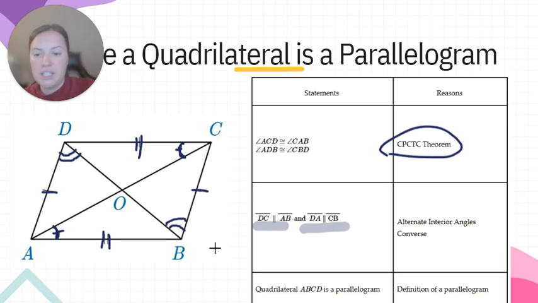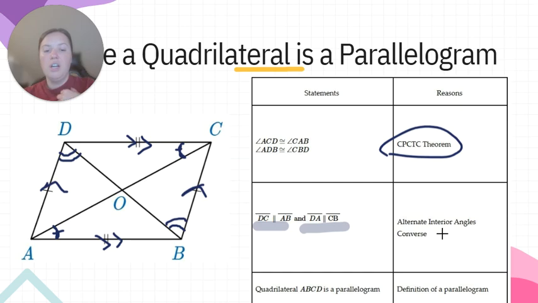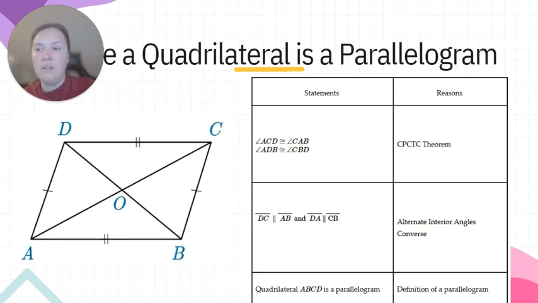Now, because we have two sets of parallel lines, and realistically I shouldn't have done tick marks, I should have done arrows. We've got these parallel lines based off of the alternate interior converse theorem, and because we have parallel lines, we have a parallelogram by definition. Alrighty, those were some big proofs. Make sure to ask questions if you are struggling with them or don't understand a specific part, but ideally you should really know your definitions.